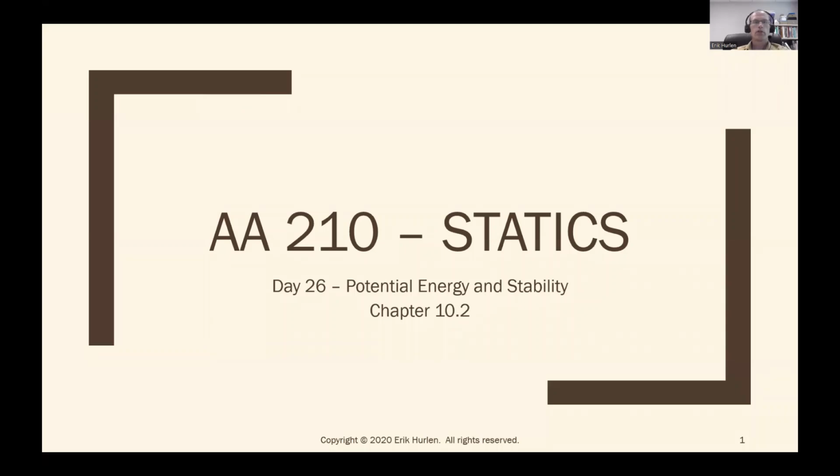Just like work and energy are related, virtual work can also be related to changes in potential energy. This gives us a slightly different way to analyze these statics problems, but still very similar to what we saw last class.